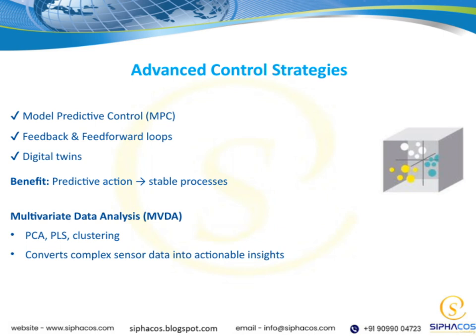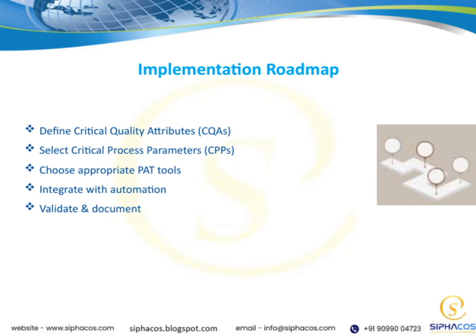Instead of being overwhelmed by raw data, we can identify patterns, correlations, and anomalies that inform better decision-making. By applying MVDA, we bridge the gap between data collection and actionable knowledge, making our process control smarter and more responsive. Overall, integrating these advanced control strategies and data analysis techniques aligns perfectly with our goal of continuous improvement and operational excellence. Let's walk through the implementation roadmap, which is crucial for successfully integrating PAT into our processes.